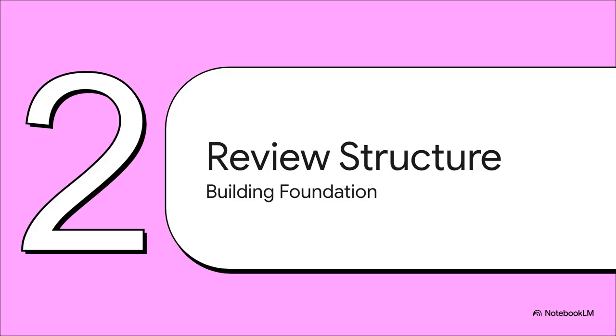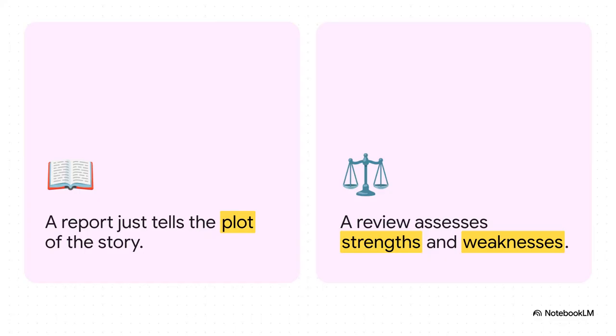Section 2. The structure of the review. Building the foundation. Because before you even touch a mic or a camera, we need to understand what a book review actually is. The experts over at Scribendi make a really fundamental distinction here. A report, or a summary, just tells us the plot, what happened in the story. But you're not doing a report, you're doing a review. That means delivering a critical analysis that evaluates the book's strengths and weaknesses. Think about it. Your teacher doesn't just want to know what the main character did. They want to know if the author actually did a good job writing that character.